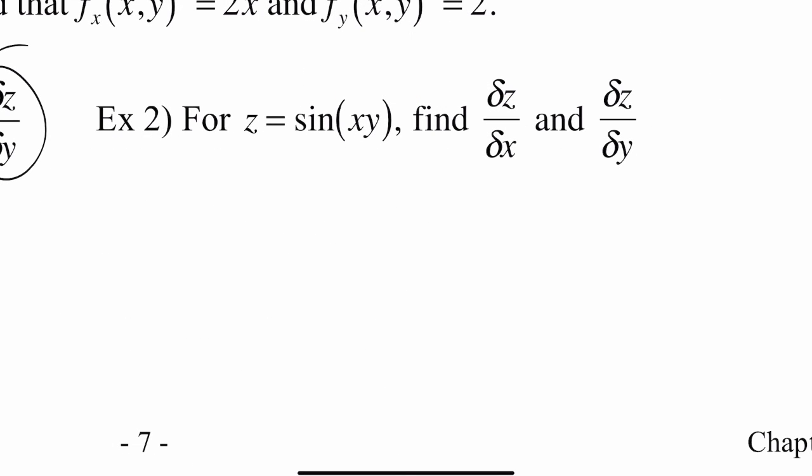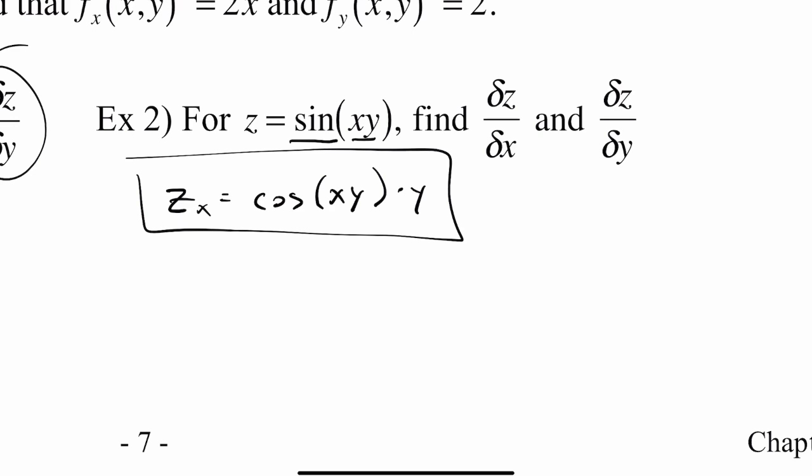Example 2. z is equal to sine xy. We want to do z_x, and we're going to have to use the chain rule for this one. Our outer function here is sine, and the inner function is xy. So to do chain rule, start by finding the derivative of the outer function. Derivative of sine is cosine. Keep what's inside the same, and then you want to multiply that with the derivative of what's inside. And keep in mind what we're taking the derivative with respect to. So the derivative of xy with respect to x would just be y. So z_x would be cosine of xy times y.